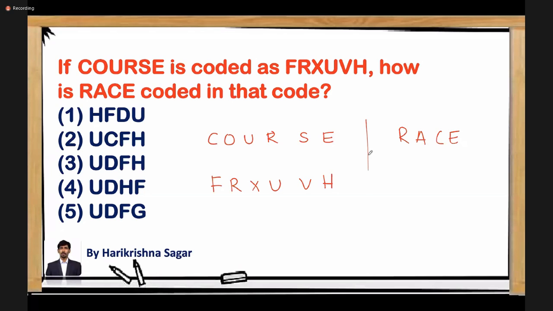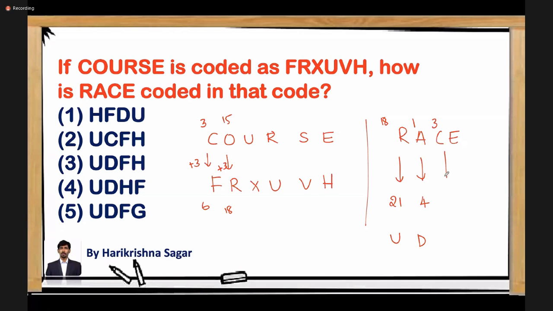First, we'll understand what the logic is here. C is the third alphabet, F is the sixth alphabet. It is increased by 3. O is the 15th alphabet, R is the 18th alphabet. It is also increased by 3. So R is the 18th alphabet, 18 plus 3 is going to be 21. The answer should start with U. So A is the first alphabet. It should be increased by 3. 1 plus 3 is 4. The answer choice should have the second alphabet as D.